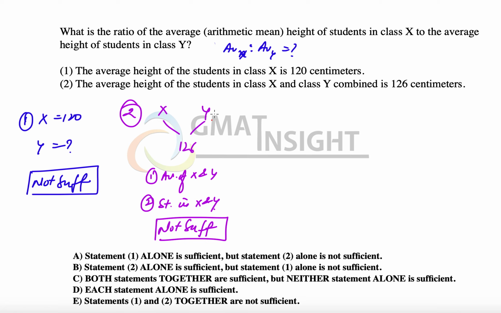Now step 3 is combining the two statements. We know that the average of X is 120, the average of Y is unknown, and the average of X and Y combined is equal to 126. So let's understand it using the alligation principle.